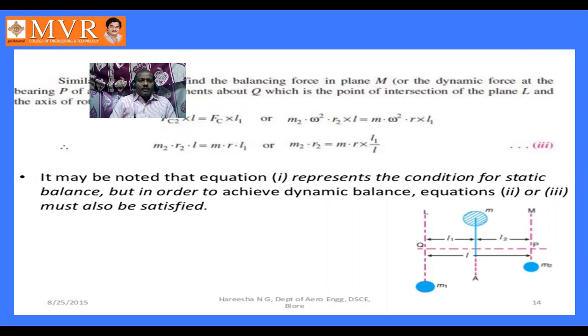Next, the third aim of the class is what are the parameters available for balancing. The parameters are mass, radius of rotation, and length from one mass to another mass. So these are the three. As the speed is constant, that is not considered, because all are rotating on the same axis. So this is another parameter.